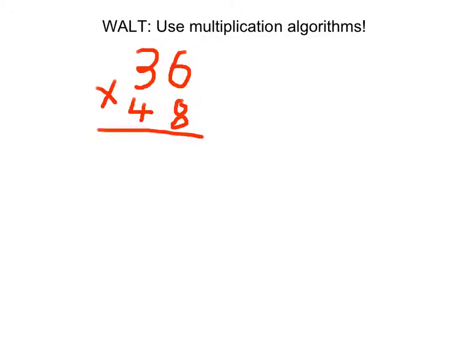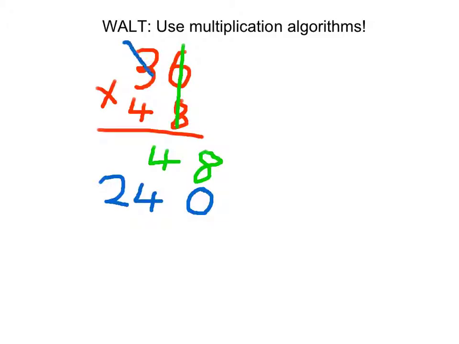First, we do 8 times 6, which is 48. And then we cross that one out because we've done it. Next step is we do 8 times 3, which is 24. And since the 3 is in the tens column, we add a 0. And cross out 8 times 3.